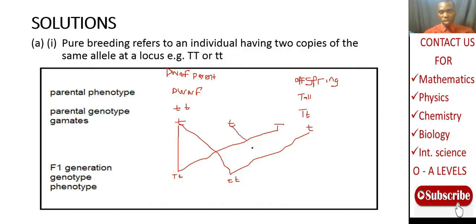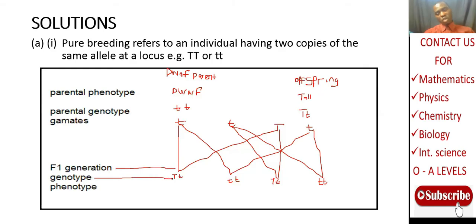Then we go to this one. Here we are having this one and that one crossing together. We start with capital letter T and the T there. Then this same one here also has to cross with that one, so that we have T and small letter T. Make sure that the F1 generation is slightly on top here, so that this genotype is directly corresponding with this one. Then under phenotype, you can just go ahead and write this T and T there, it means the tall. This one will mean dwarf. This one will mean tall. This one will mean dwarf. This one will mean dwarf.